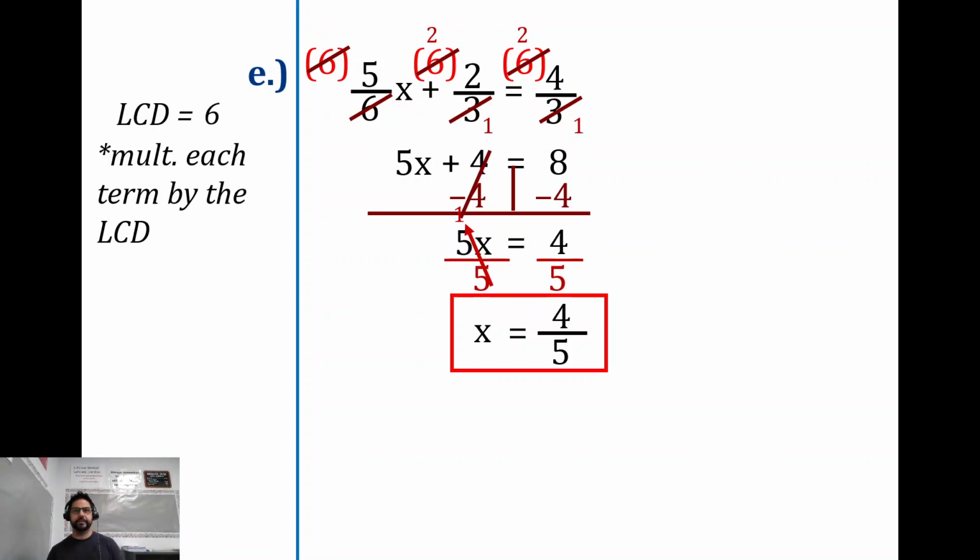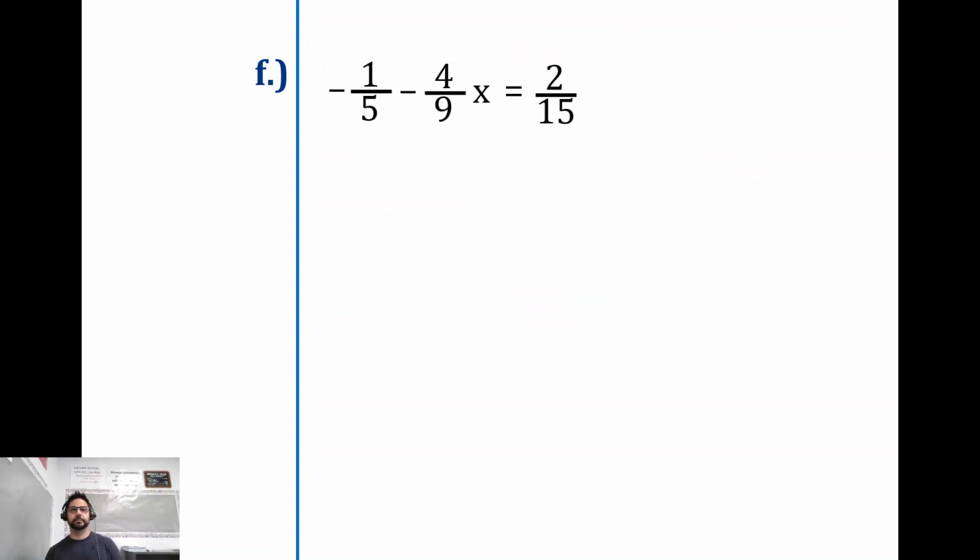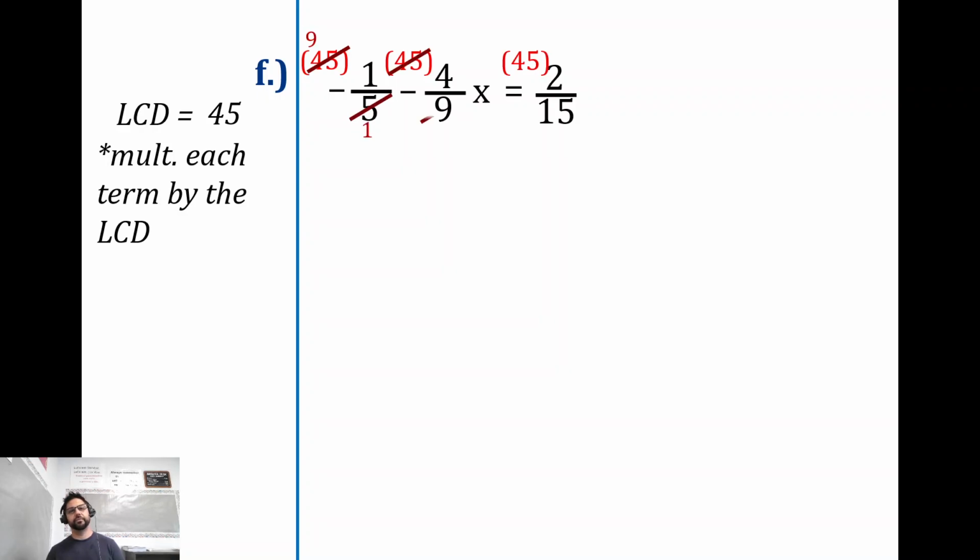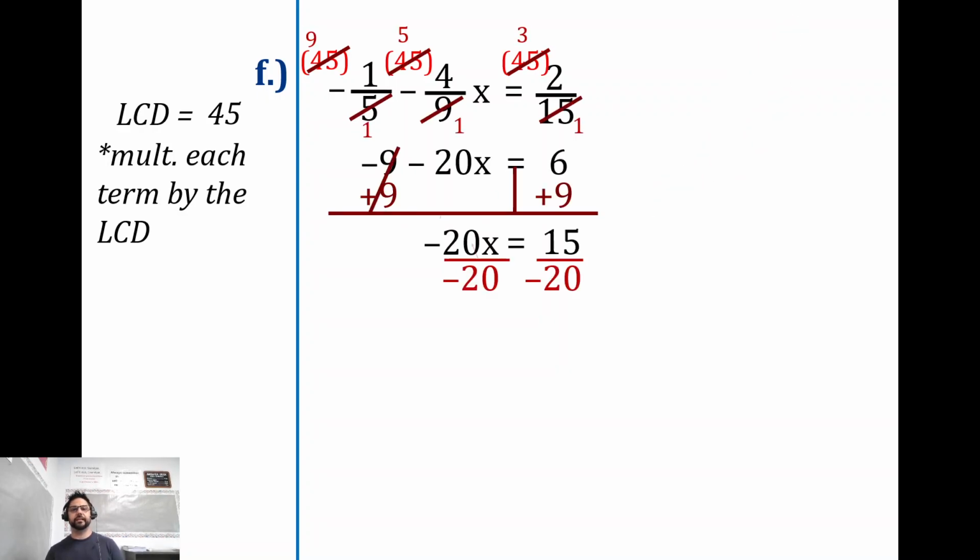Let's see what letter F looks like. I think we can skip that one. Let's just see, going through it real quick, multiply by 45, which is the LCD. It's pretty much the same thing, just a little bit more complicated.